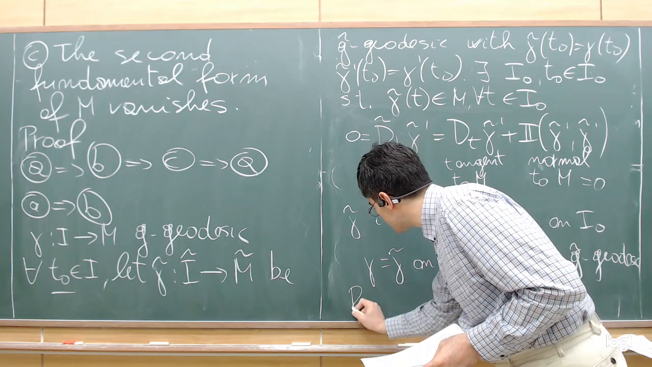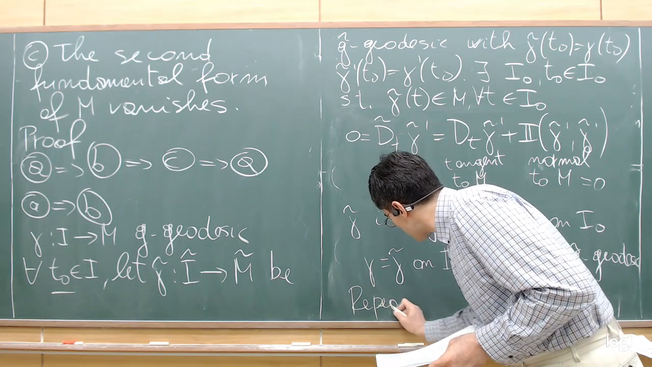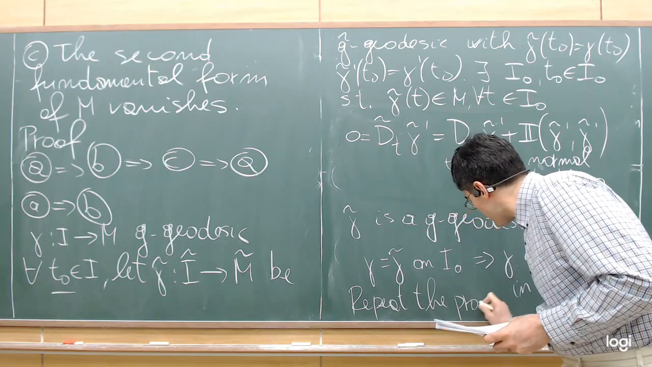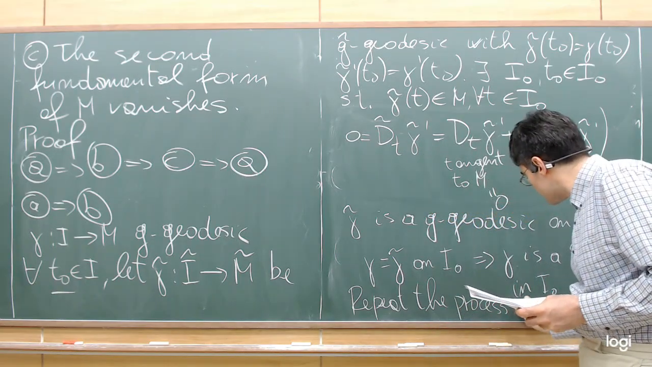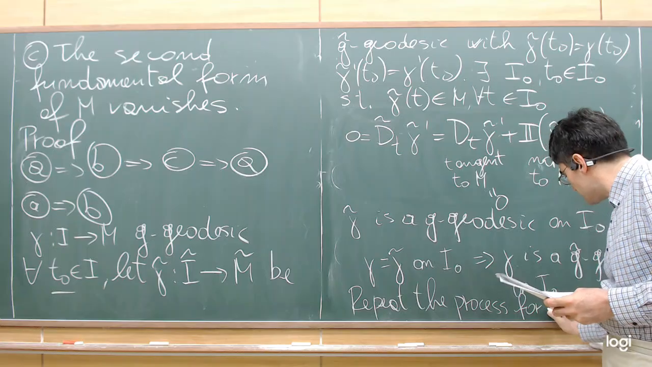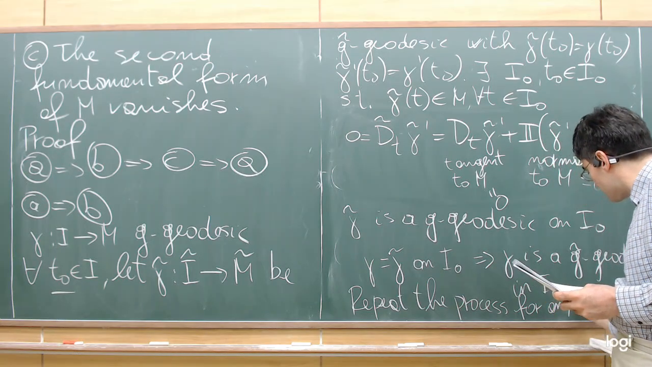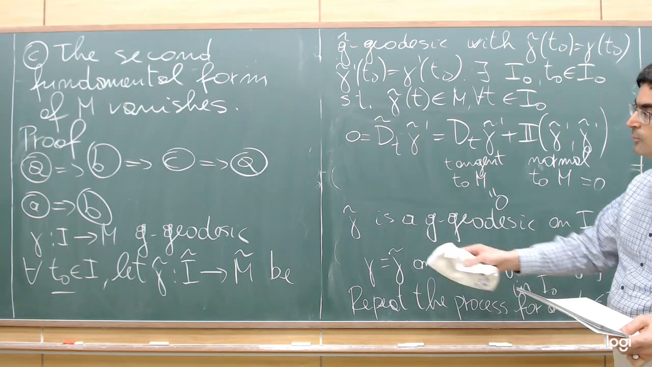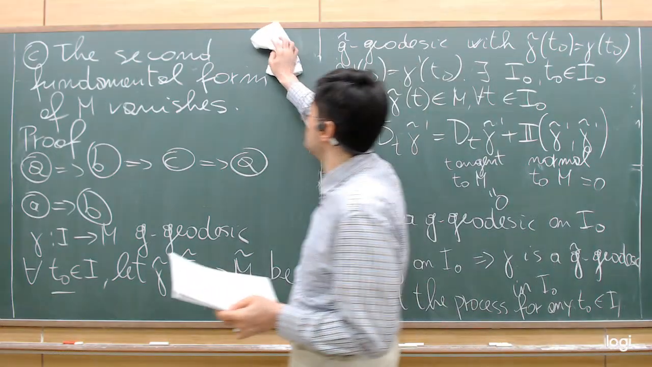So repeat the process for any t0 in I, and this proves that gamma is a G tilde geodesic on I, because it coincides with a G tilde geodesic.